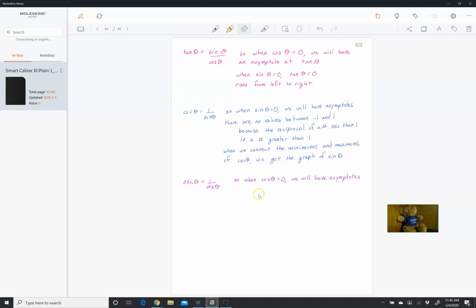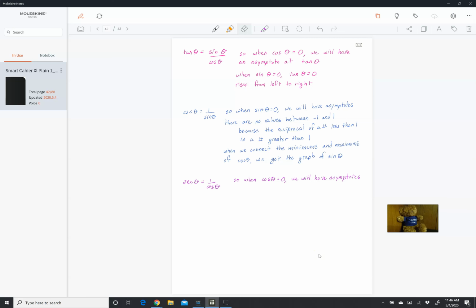So if you said, well, when we connect the minimums and the maximums of the graph, we're going to get the graph of cosine. That's something that distinguishes it from all other graphs. It doesn't have that in common with any other graph. So you need to make sure that you put in enough characteristics to say, okay, well, this is what makes this graph different from all others.